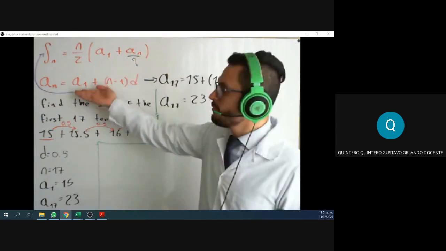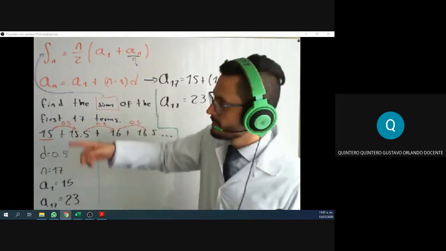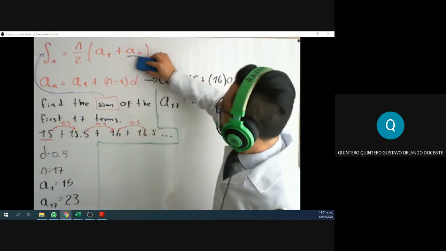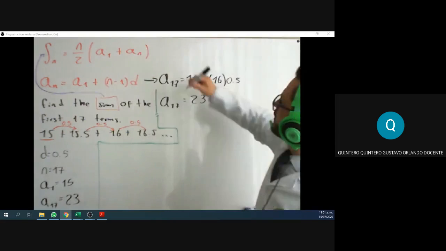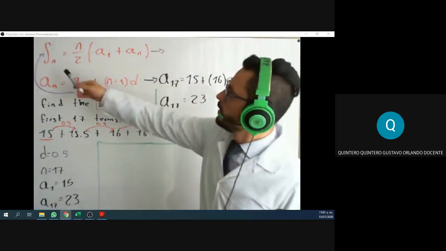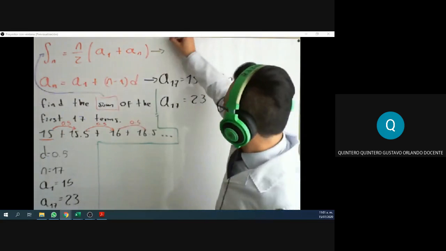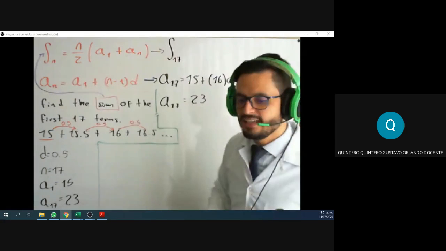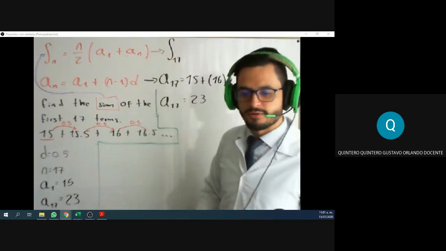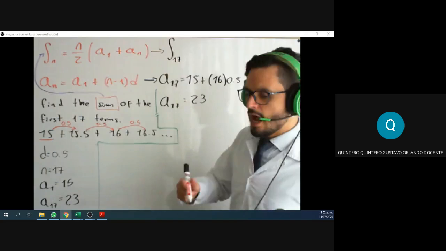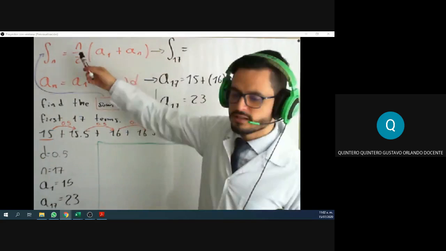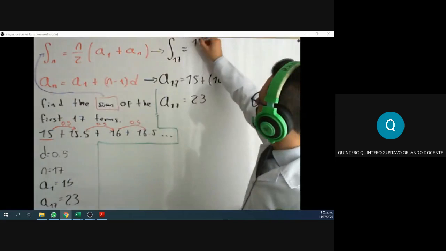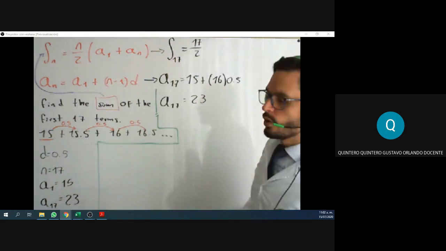Whatever. This formula is just to help us find the sum, right? The addition. So let's replace our values in the first formula now. We are looking for S sub 17, the addition of the first 17 numbers. How do you find that? Just replace the values of the formula. Here we have n over 2, and we know n is 17. So 17 over 2.